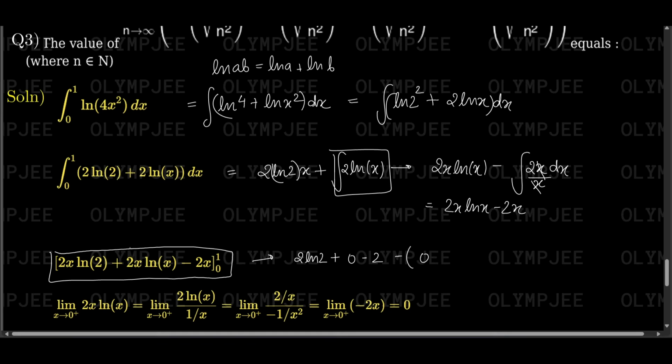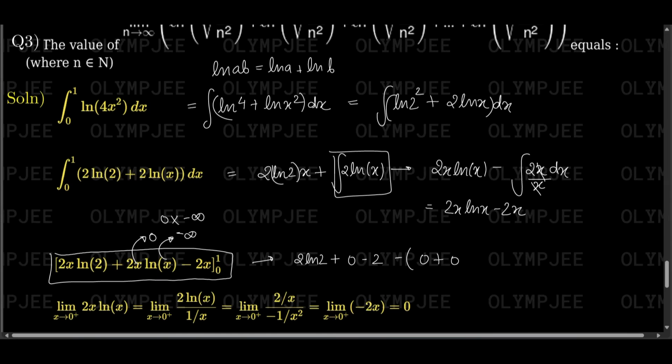Now this is a bit difficult to analyze, because x is 0, and at 0 ln x will become minus infinity. So this is 0 into minus infinity form, which is an indeterminate form. So we can transform it into a 0 by 0 fraction, and we can apply the L'Hopital rule. So this gives us that 2x ln x is equal to 0 at x tending to 0. And this will also be 0 because 2x is 0. So we finally get the answer as 2 ln 2 minus 2. This is the final answer.